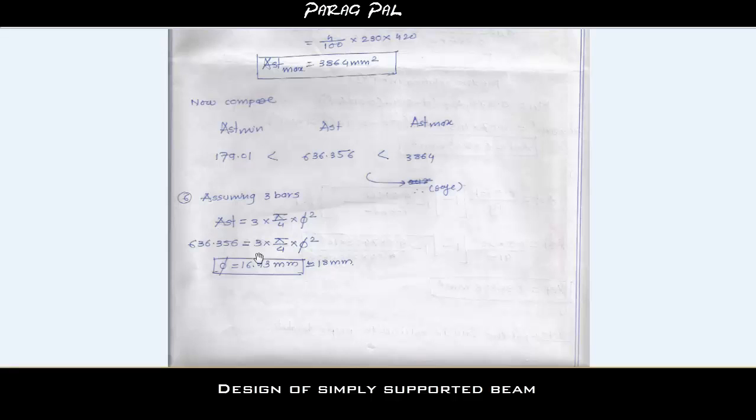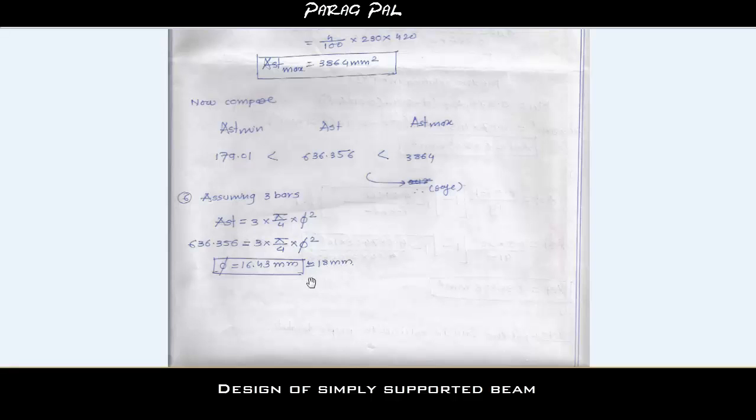So here is a formula to determine the steel bar dimension which I want to provide in the beam. You know the value of Ast, and the number of bars. If you want to provide 4 bars or 2 bars, the number of bars is placed here, pi by 4 phi square, that means the diameter you have to determine. So you get 16.43. Such a bar dimension is not available in the market. So we round off to 18 mm, and we provide such a bar diameter in the beam.